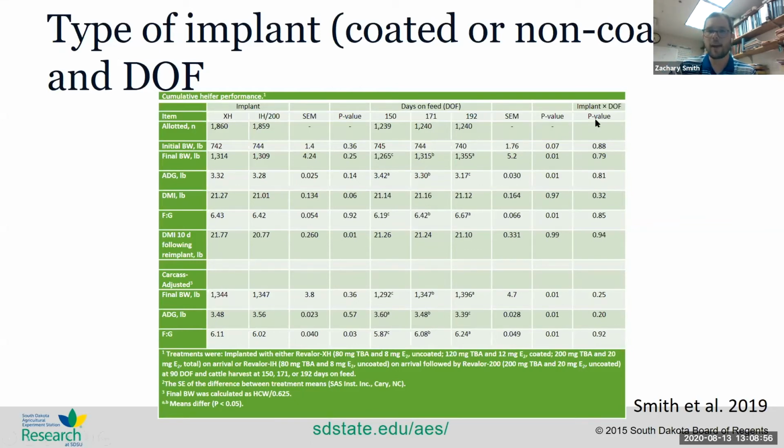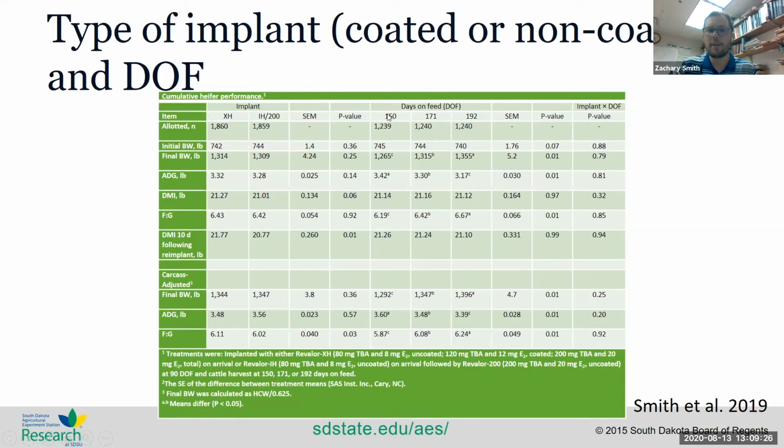And this was a factorial study. We have implant by days on feed. So two different implant programs: a coated initial delayed-release implant, or a non-coated reimplant program. There were about 3,600 heifers enrolled in this study. And so there were two implant programs, and then they looked at the effect of increasing days on feed.